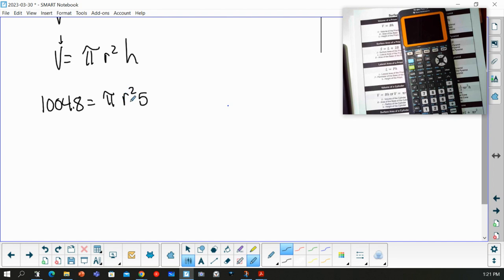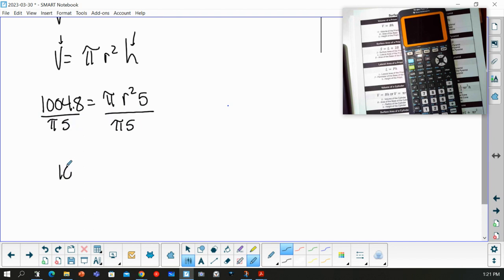I want to try to find the R. I've got the numbers where they go. I just plugged those numbers in. I plugged in the H. I plugged in the V. I'm going to try to find this R. So I'm going to start by dividing away from this R, the pi and the 5.